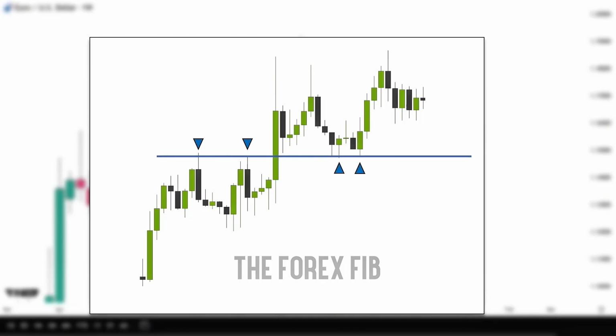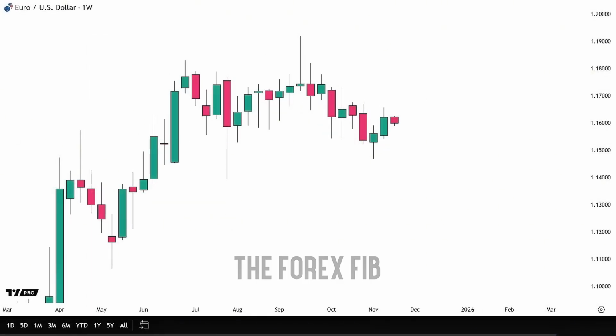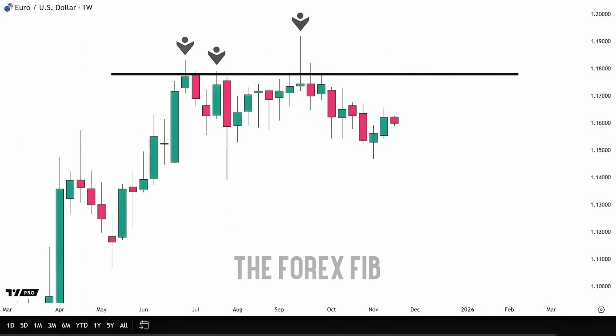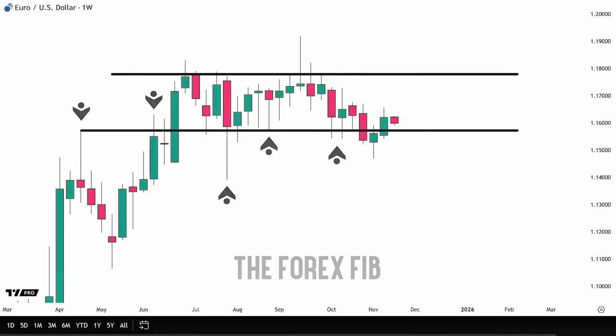Also, treat the levels as zones, not precise single lines. With that in mind, here we have a key level at the top that has acted as strong resistance multiple times, so we mark it. In the middle, this key area has rejected price several times and has acted as both support and resistance, so we mark that as well.